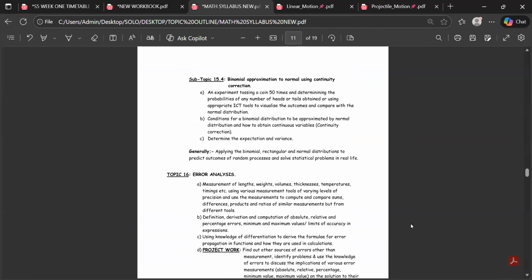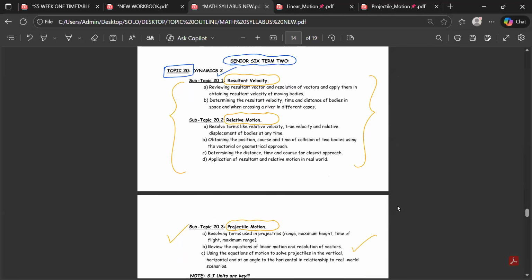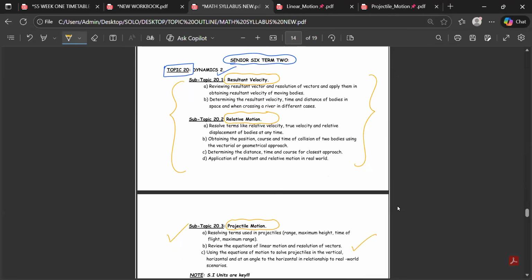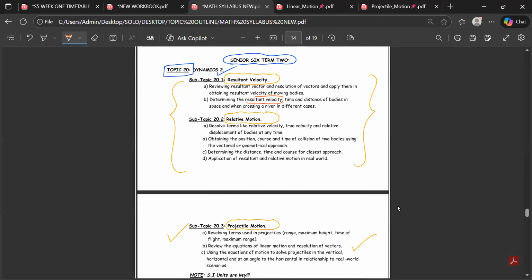So I can go back to dynamics 2, that is topic 20. And we have agreed relative velocity. In most cases, relative velocity goes hand in hand with relative motion. As you can see, this one they are talking of resultant velocity. Here we are having relative velocity. You get? So they have some bit of connection. It is better to cover resultant first and immediately you cover relative. But projectile can come before or after them. And this is my interest today.